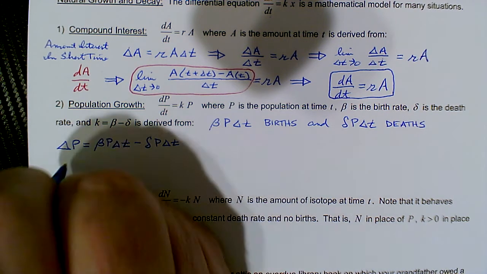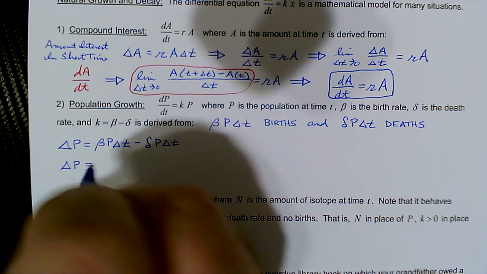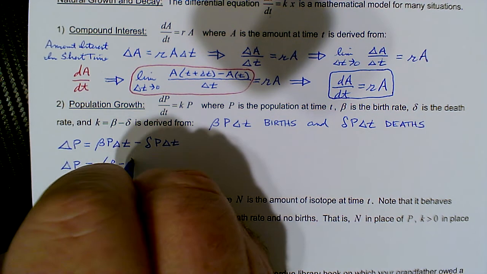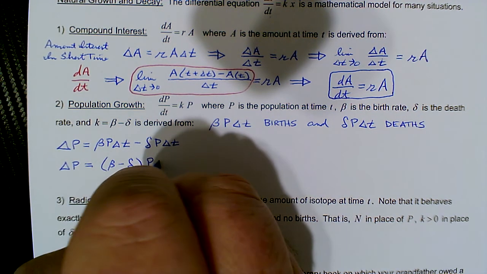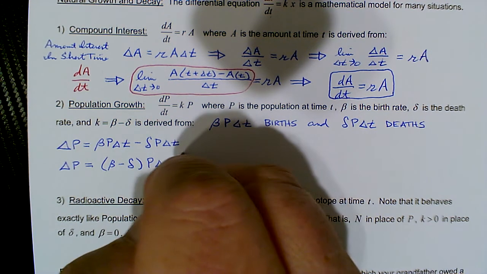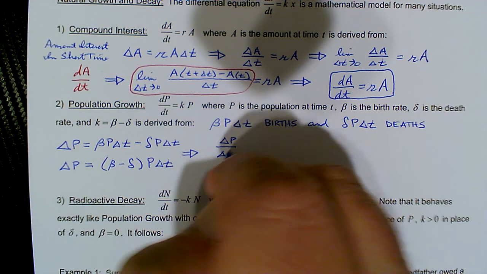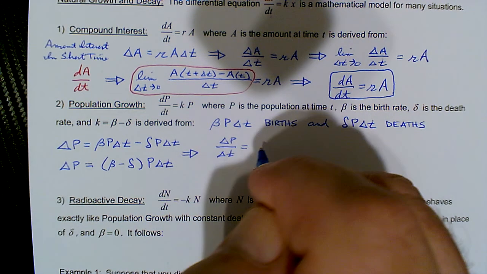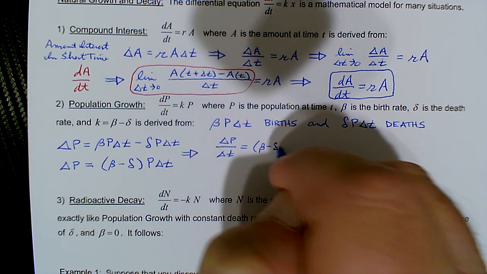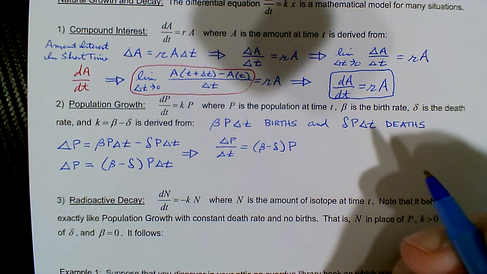And then if we factor out a p delta t, a right factorization, we'll have beta minus delta times p delta t. Then if we divide both sides by delta t, we get the change in population over the change in time is going to be birth rate minus death rate times the population.